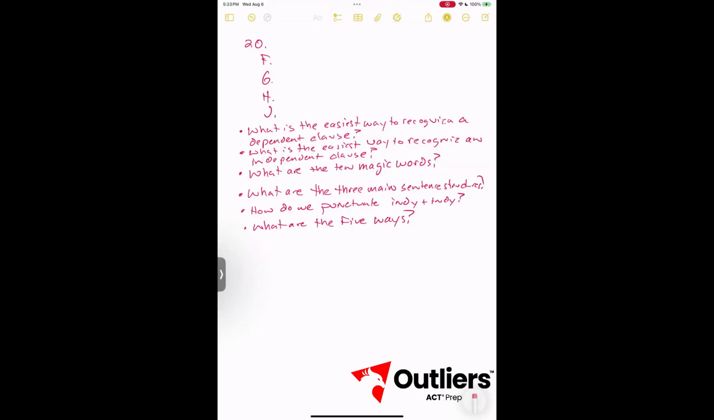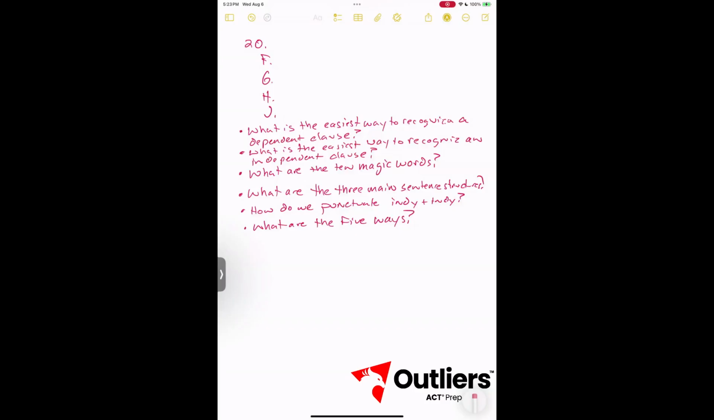First, what is the easiest way to recognize a dependent clause? And that's if it starts with a dependent clause marker. Remember, this is one of the main things we're trying to retrain your brains on. Your school probably taught you to recognize independent and dependent clauses based on if it can stand alone as a sentence or if it has a complete thought. But there's a much easier way, and that's by just looking at the first word.